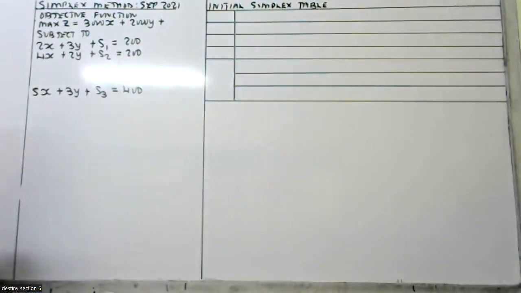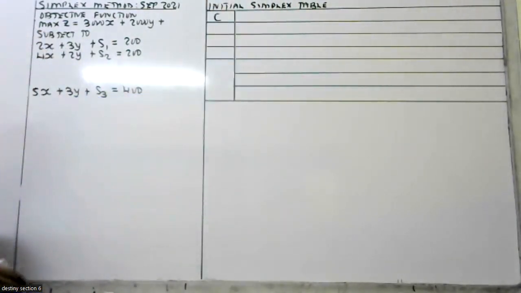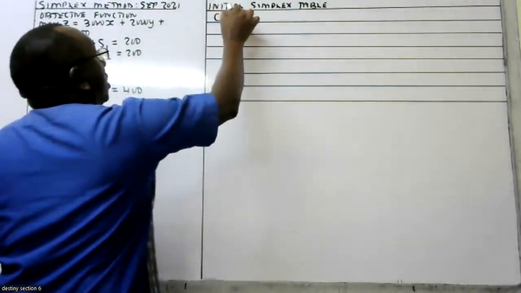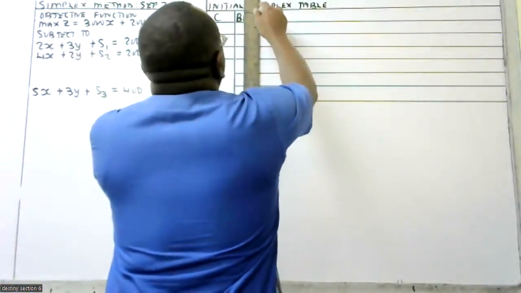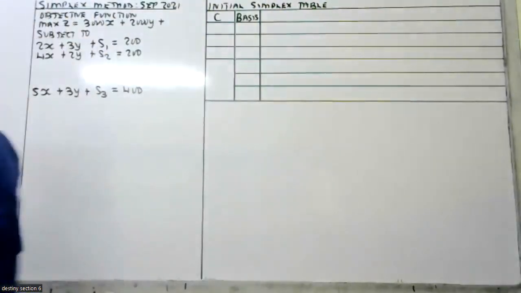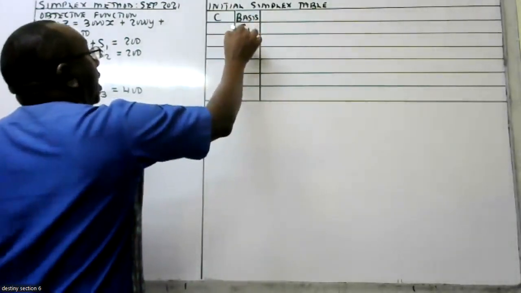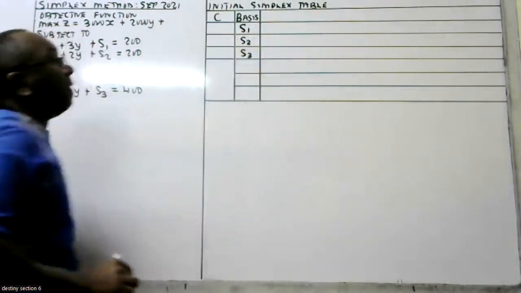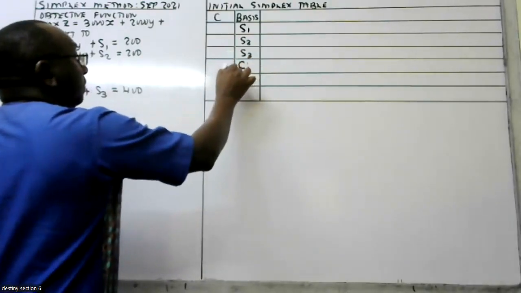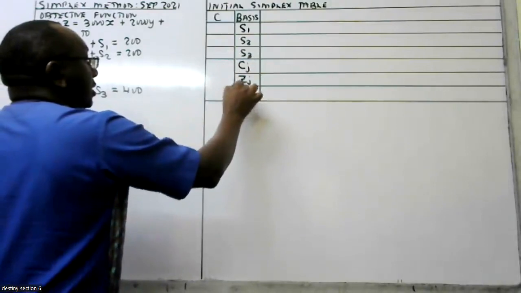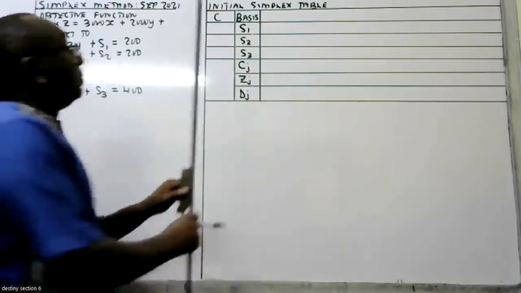This initial simplex table starts with a column we call C, followed by another one we call basis. For the basis, we put the slack variables, so there is S1, S2, S3. And then there are other rows, CJ, ZJ, and DJ.